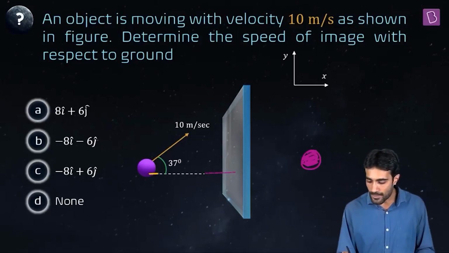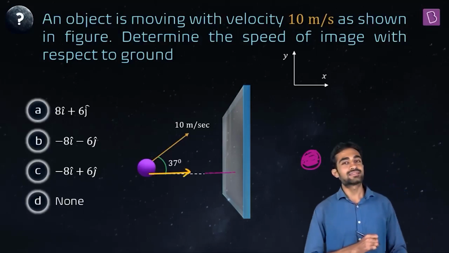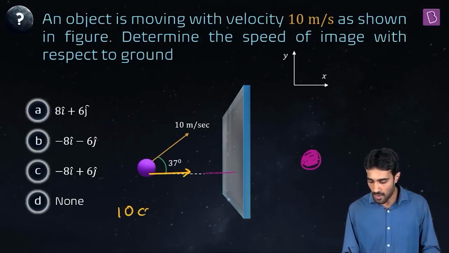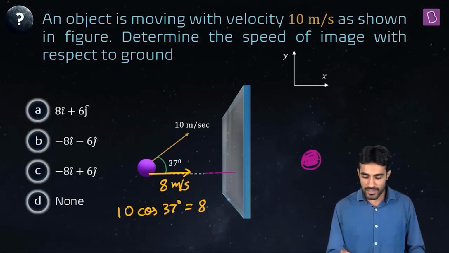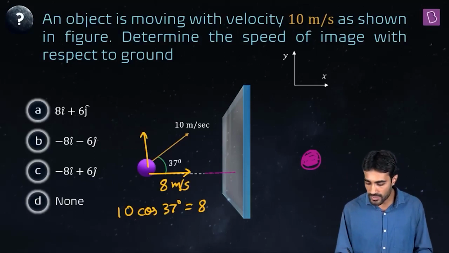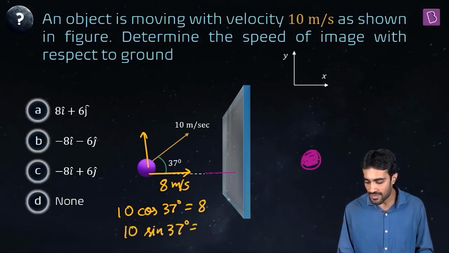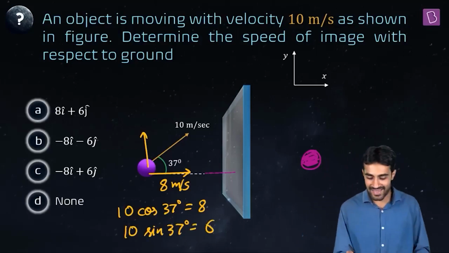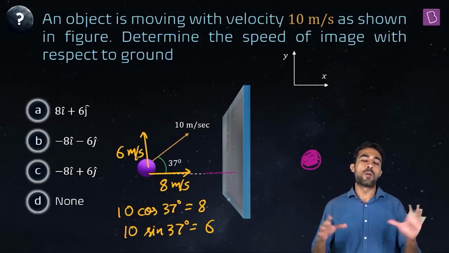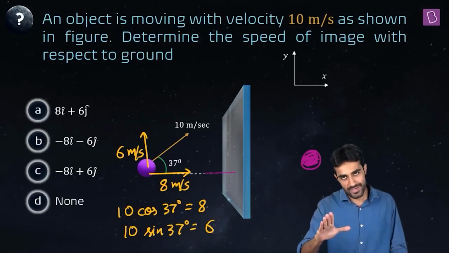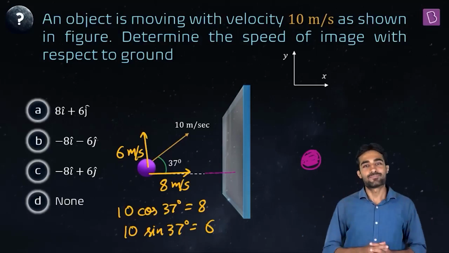Now the component of velocity along the x-axis is nothing but 10 cos of 37 degree, which is 8. So this is 8 meter per second. Nice. What about the other component? Well, that other component will be 10 sine of 37 degree. What is the value? 6 meter per second. Good. Now we have broken the velocity into components. So first step completed. Now comes the second step.